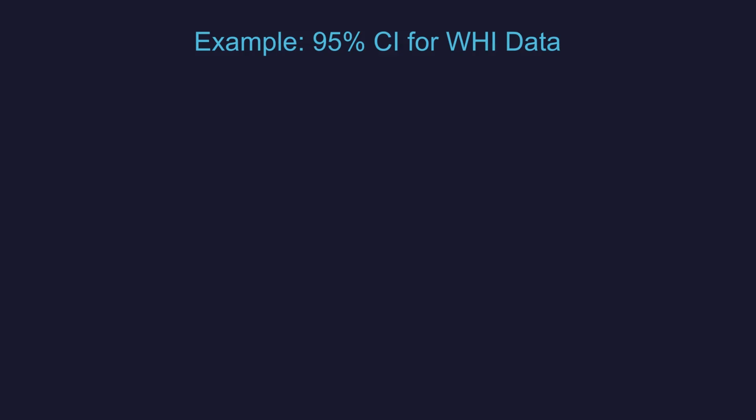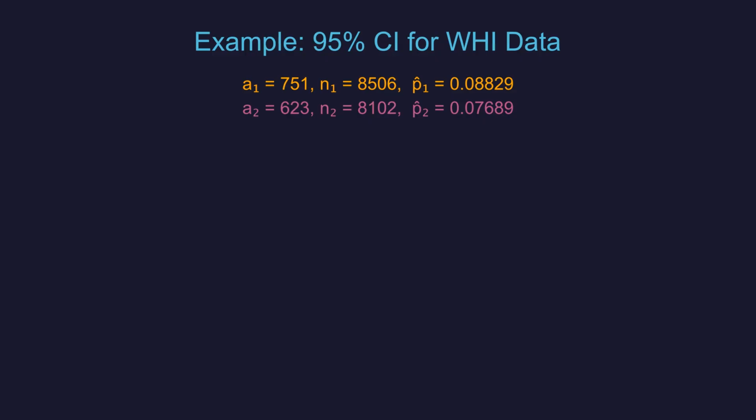Let's compute the 95% confidence interval for the WHI data. The estrogen group had 751 incidents out of 8506, giving p hat 1 of 0.088. The placebo group had 623 out of 8102, giving p hat 2 of 0.077. Step 1. The risk difference is 0.0114.